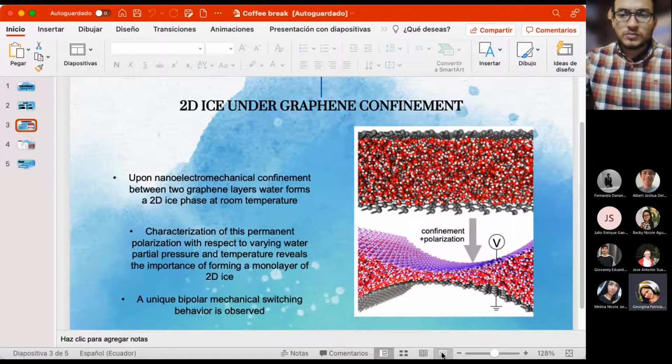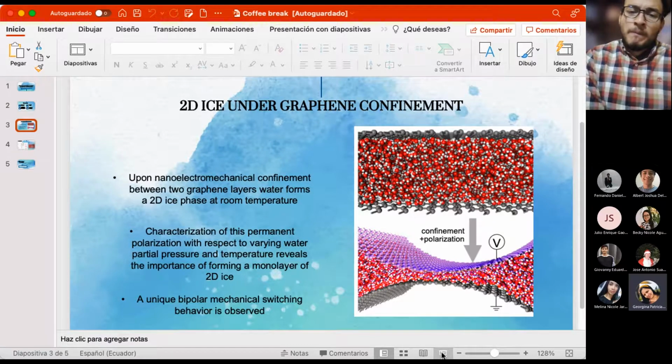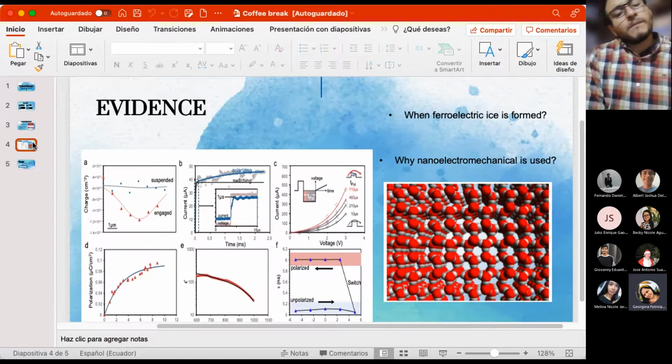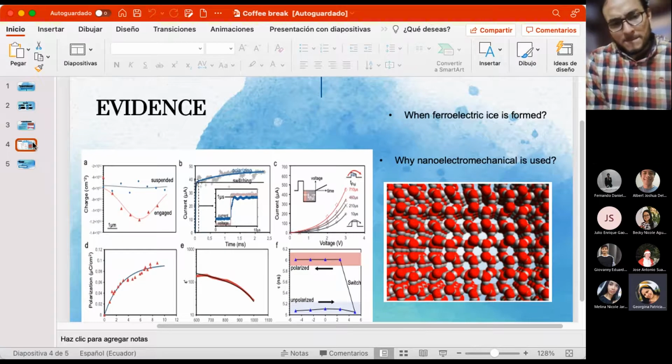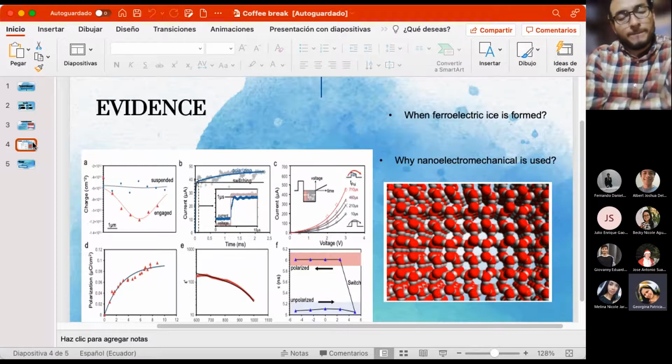Okay, continue. A characterization of this permanent polarization with respect to varying water partial pressure and temperature reveals the importance of forming a monolayer of 2D ice for ferroelectric evidence when ferroelectric ice is formed. This investigation demonstrates direct evidence for the formation of ferroelectric ice when water is actively confined to a monolayer between two layers of graphene.